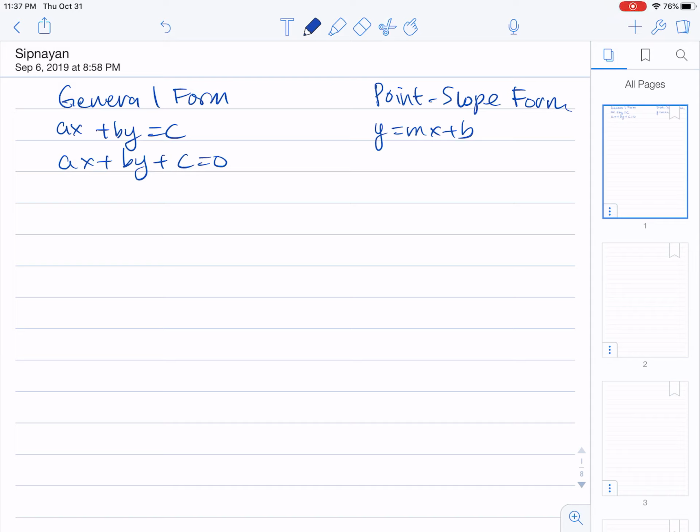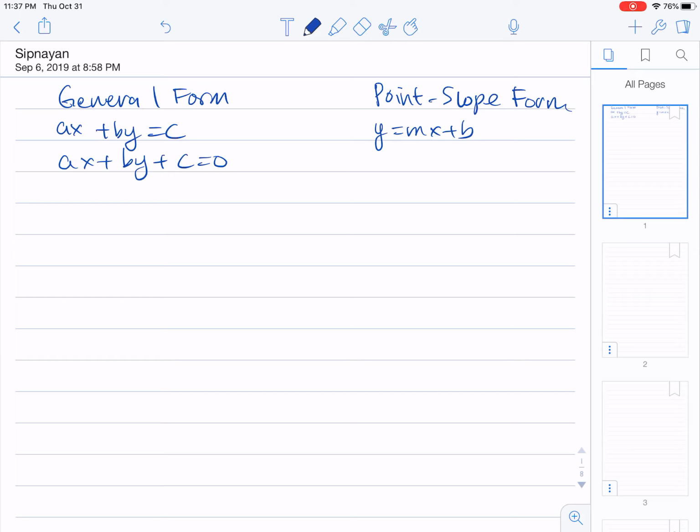In this video ay magsisimula tayo ng isang maiksing series. So sa series na to pag-aaralan natin kung paano mag-convert ng general form ng linear equation sa point-slope form. So here we have ax plus by equals c, tsaka ax plus by plus c equals 0. These are the two general forms.